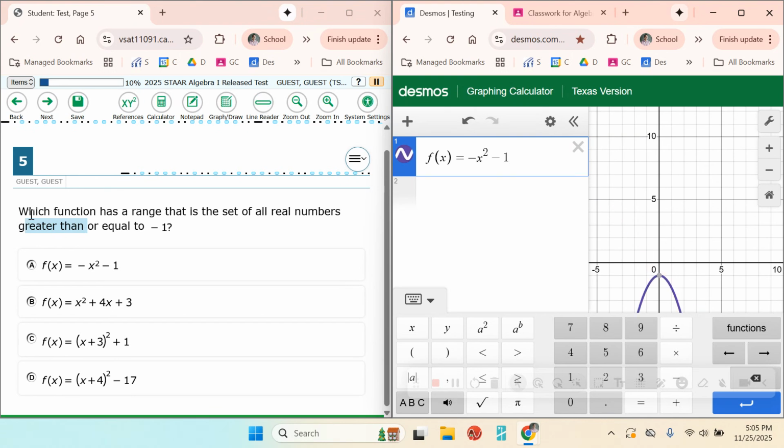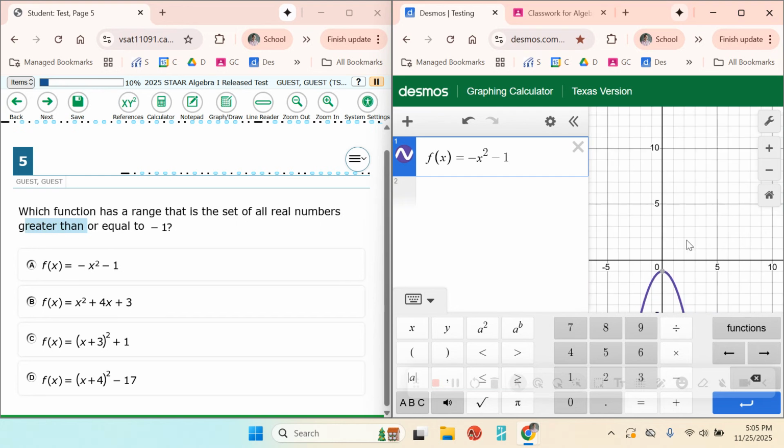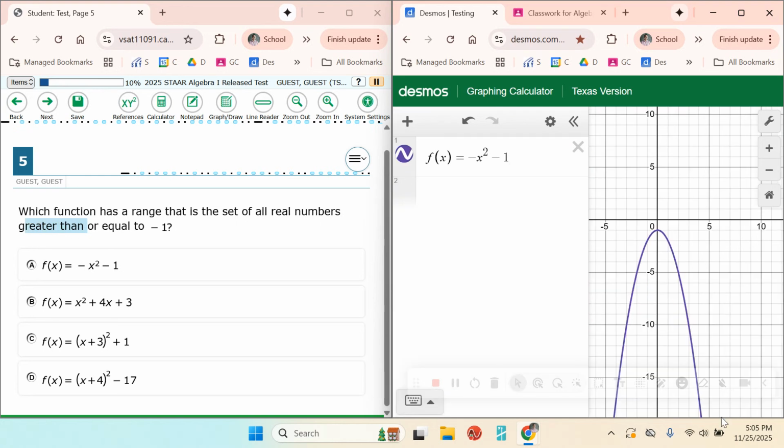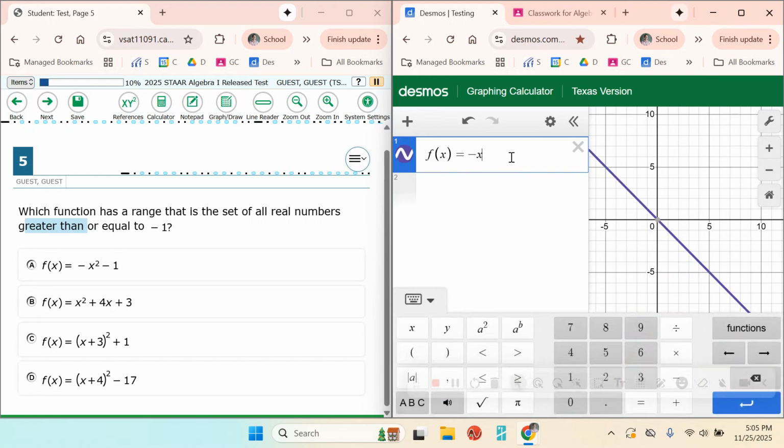Now remember, the highlighted word I just said is greater than. If I look at this, this is going down. So I can just stop right there. I don't even have to figure out a number. It's going down. I'm not using that. Let's try the next one.